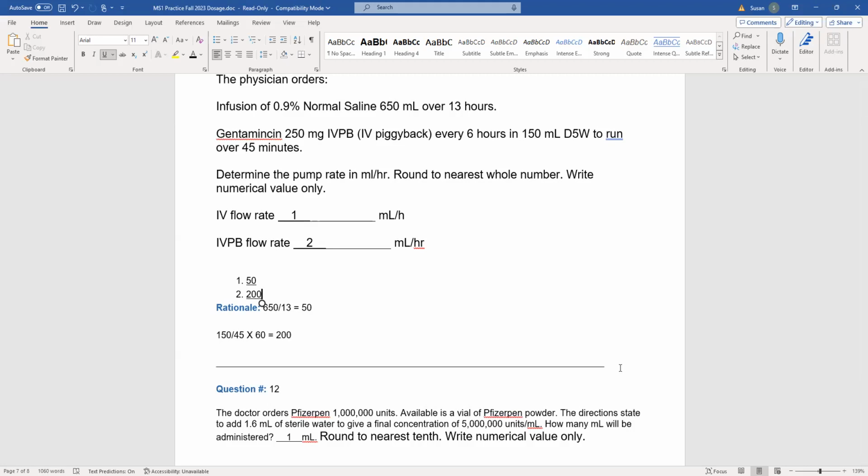So you have your doctor's order here, which is what? One million units, right? And what do you have on hand? 5 million units, right? So it's going to be 1 million divided by 5 million, and you can get rid of all the zeros because it's an equal amount.